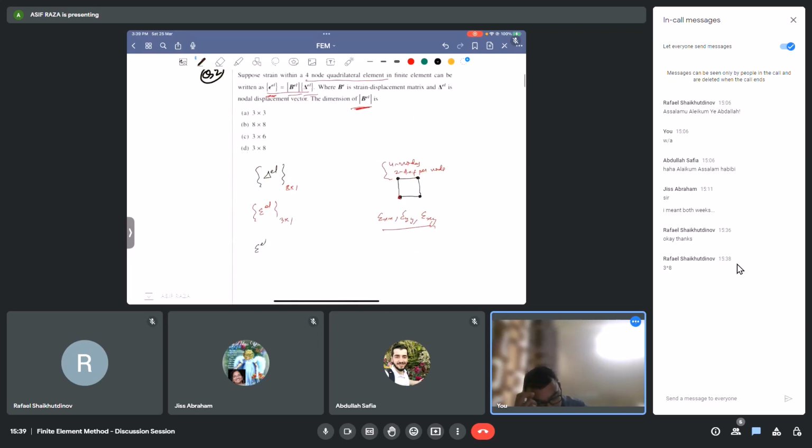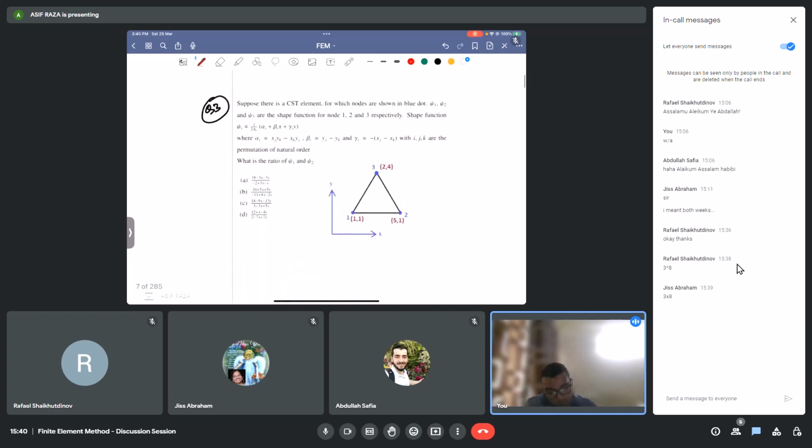We have the equation: strain in the element is equal to the strain displacement matrix times the displacement. So we have the result as 3 by 1, and we know this one as 8 by 1. So what would be the dimension here? The first thing will be 3, and the second thing... Rafael and Abraham both have said 3 by 8. Yes, so the correct answer is option D, 3 by 8. I think no one will have any doubt in this regard.